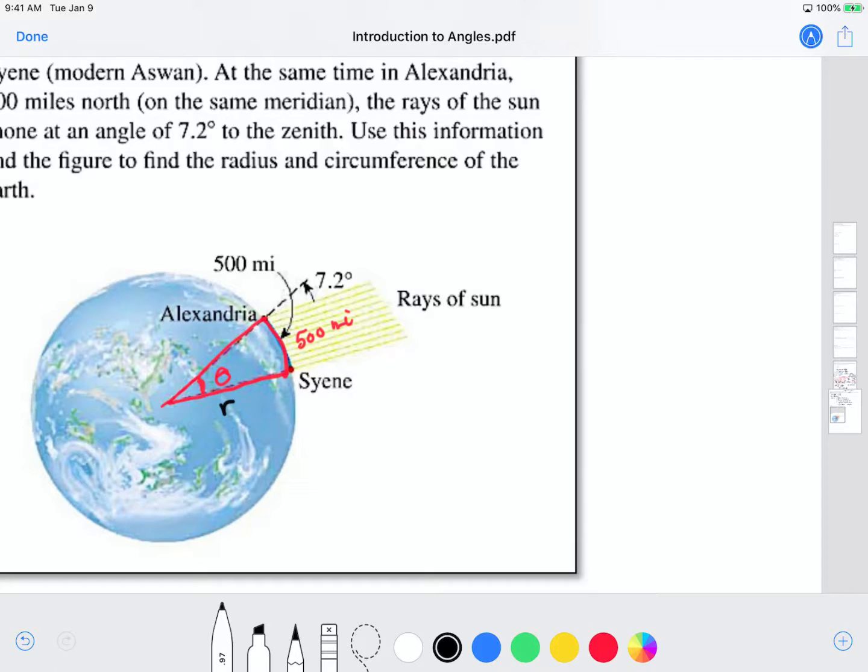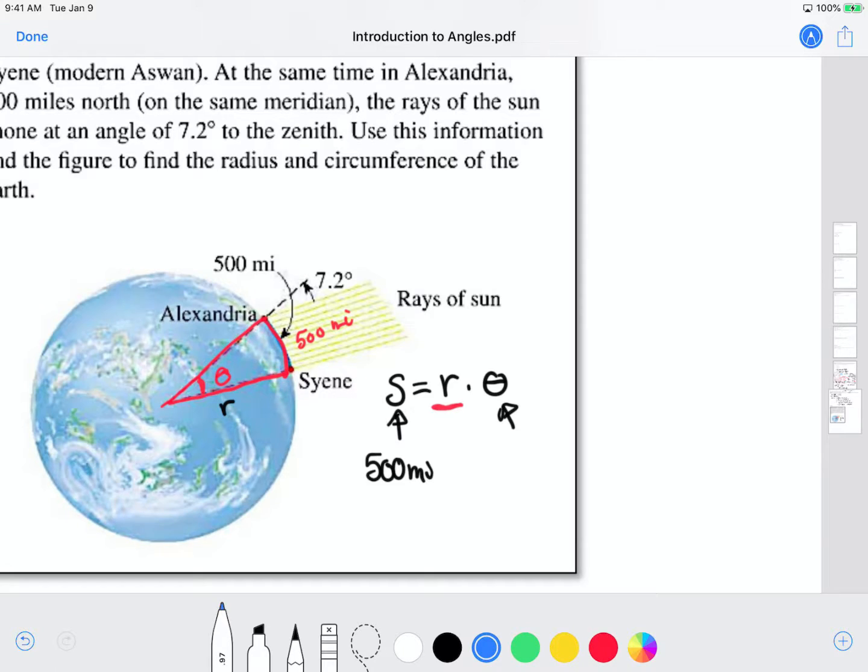Because remember, we have the formula arc length is equal to the length of the radius times the angle in radians. So we have the arc length, that's 500, and that's in miles. And we have the angle, although it's not directly given to us, we can figure it out. And then that will help us figure out what the radius of the Earth is.